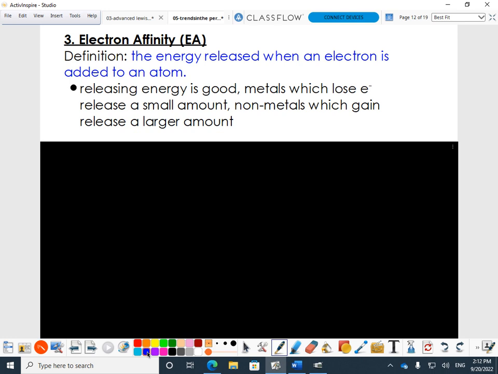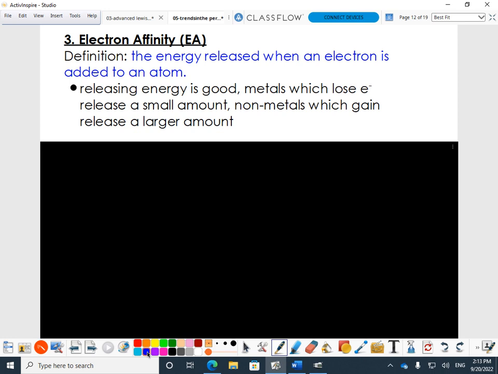This can be an annoying trend because it is almost identical to ionization energy. The key difference is it says energy released, not required, and this time electrons are being added, not removed. Okay? So when energy is released in science, that's why maybe you thought to yourself, why do we keep burning fossil fuels if they're so bad for the environment? Because there's such an incredible source of energy. So when energy is released by a process, that is a good thing.